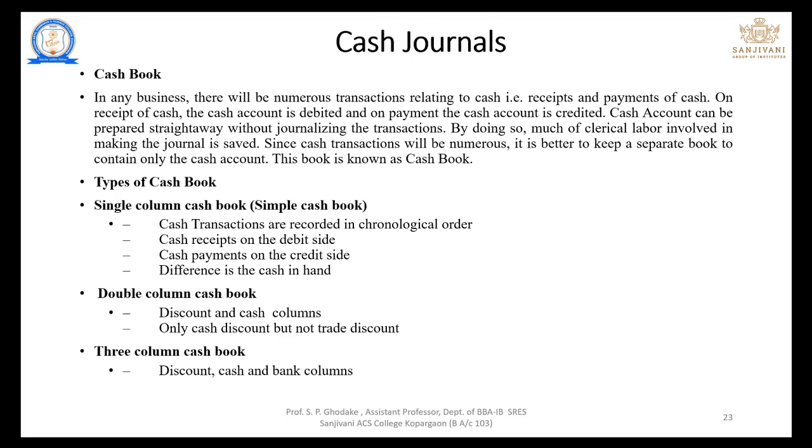There are three types of cash books: single column cash book, which we can also call a simple cash book, then double column cash book, and three column cash book. In single column cash book, cash transactions are recorded in chronological order, cash receipts on the debit side, cash payments on the credit side, and the difference is the cash in hand.